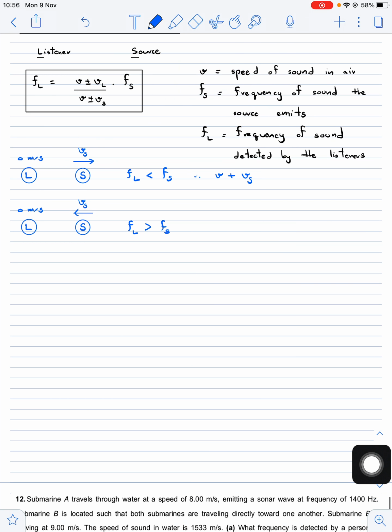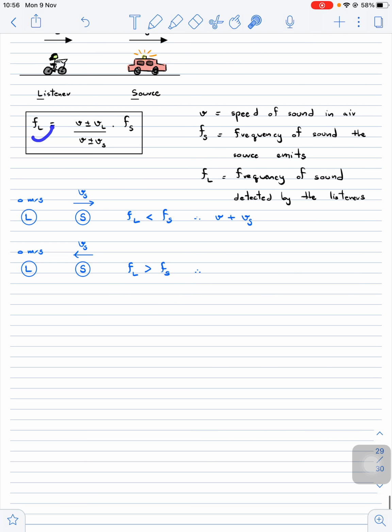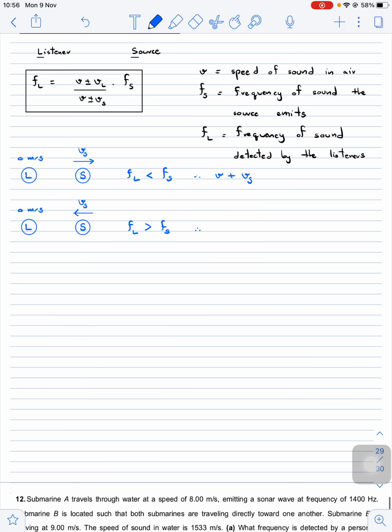Then in this case, which sign should we pick? We need to have the FL greater than the Fs. In this case, we need to pick the negative sign, because we have the V minus the Vs, which means this denominator should be smaller. When we divide it here, FL should be larger. Okay, so we're going to have the V and then minus the Vs here.